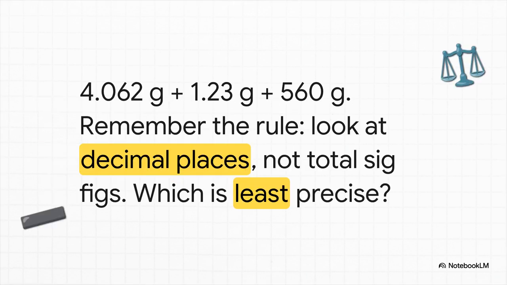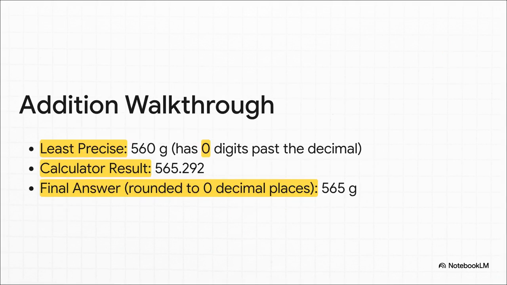Now for addition. And remember, new problem, new rule. We are not counting total sig figs. Forget about it. We're only looking at the decimal places. So which of these numbers is the least precise in that regard? It's 560. It has 0 digits after the decimal point. That means our final answer has to have 0 digits after the decimal too. So even though the calculator gives us 565.292, we have to round that to the nearest whole number. The correct answer is 565.